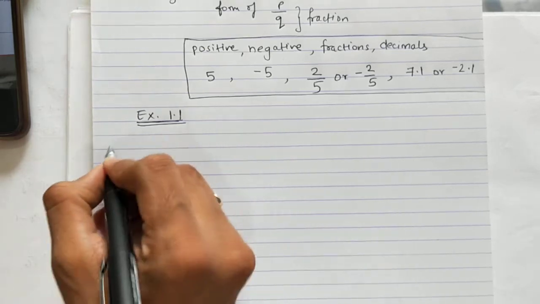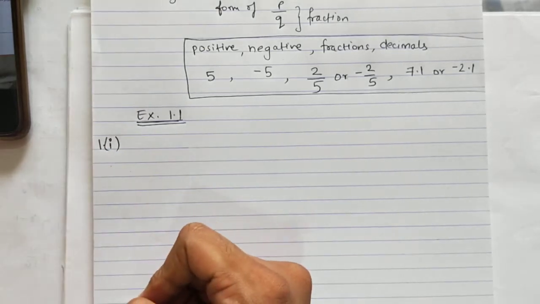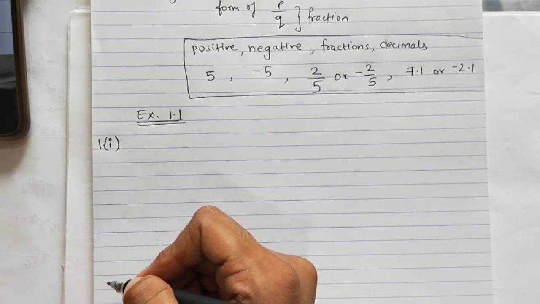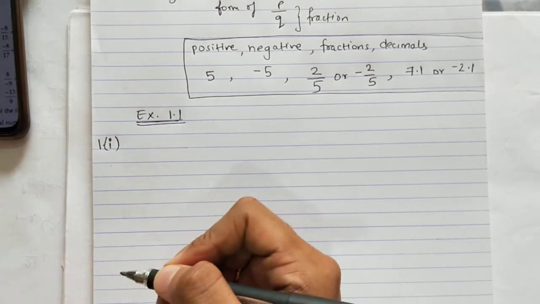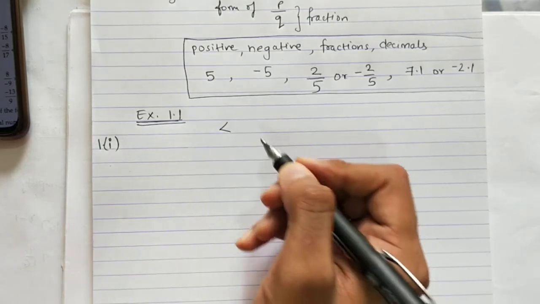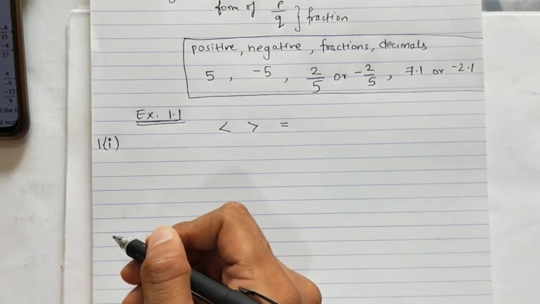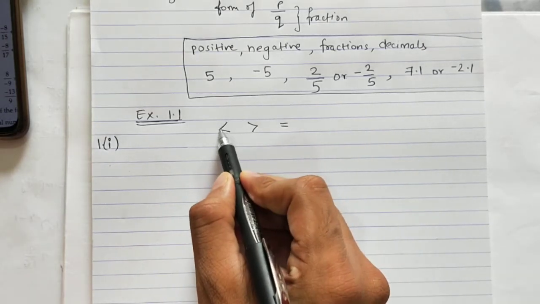Exercise 1.1. Main question 1, sub question first. We have to fill in the blanks with the less than sign, greater than sign, or equal to sign. I hope you understand this sign.